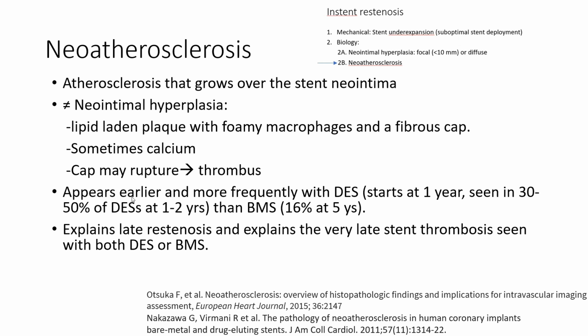Neoatherosclerosis appears earlier and more frequently with DES. It starts at 1 year, and it's seen to some degree in 30 to 50% of DES at 1 to 2 years. In BMS, it is seen, but it's more attenuated and more delayed.